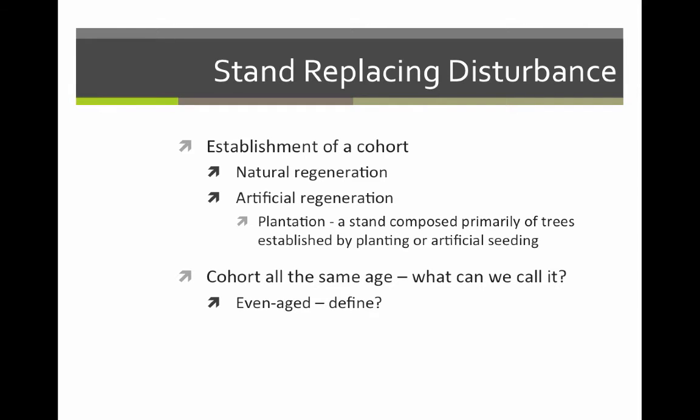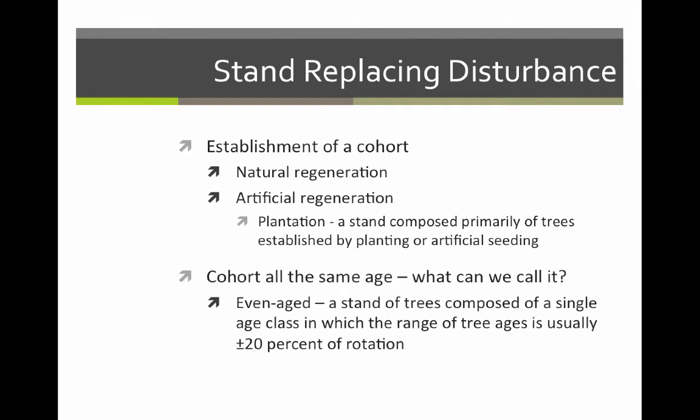So what is an even age stand? What is an even age system? So hopefully you remember, an even age stand is a stand of trees composed of a single age class in which the range of tree ages is usually plus or minus 20% of the rotation.